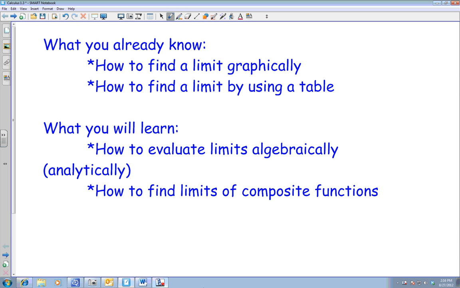So you already know how to find a limit graphically. You know how to find the limit by using a table. Now we're going to learn how to find limits algebraically, or sometimes you'll hear analytically. And we're also going to find limits of composite functions.